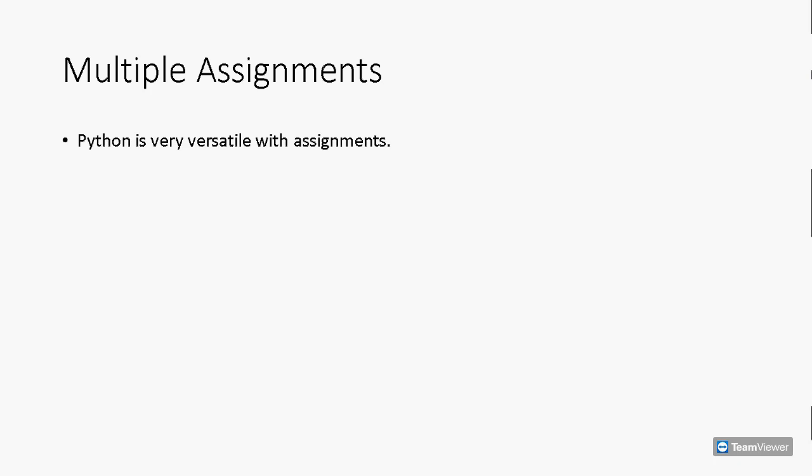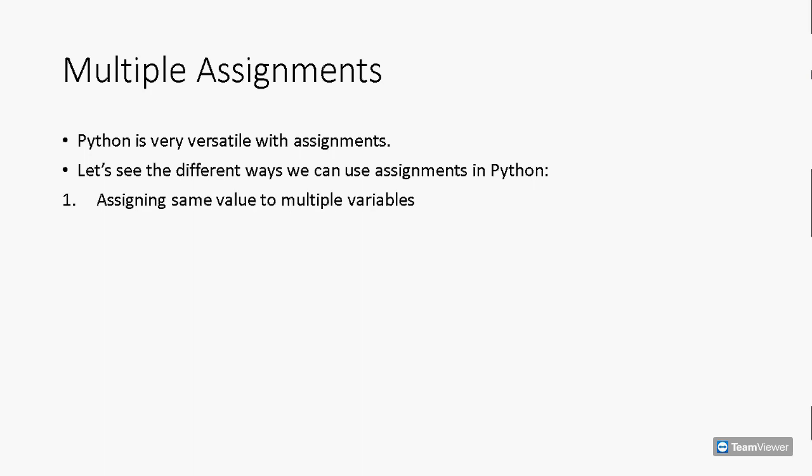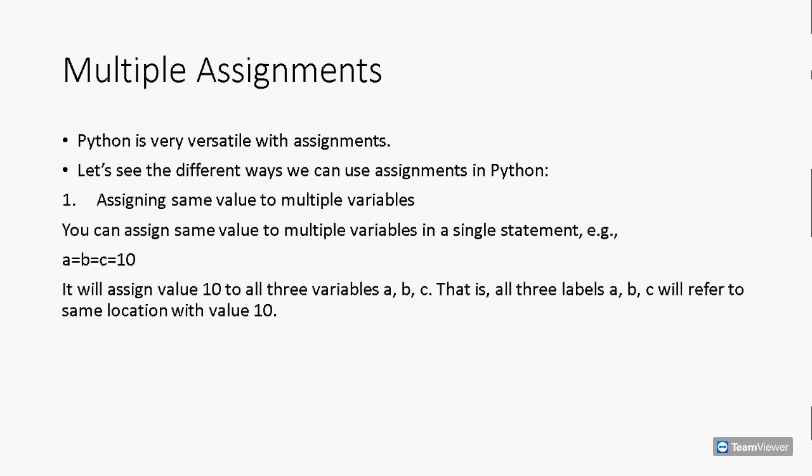Multiple assignments. Python language is very versatile with assignments. Let's see the different ways we can use assignments in Python. First, assigning same value to multiple variables. You can assign same value to multiple variables in a single statement. Example, A equal to B equal to C equal to 10. It will assign value 10 to all three variables A, B and C. That is, all three labels A, B and C will refer to the same location with the value 10.